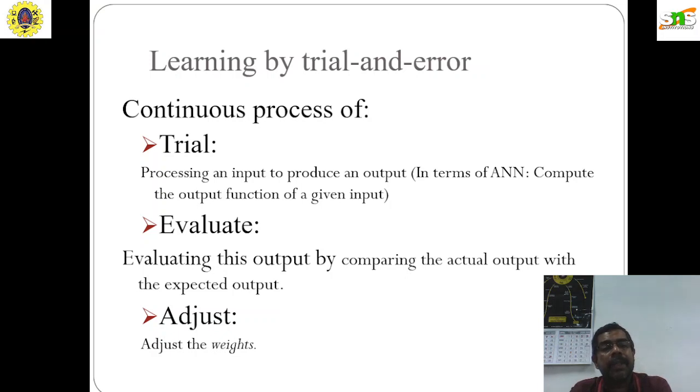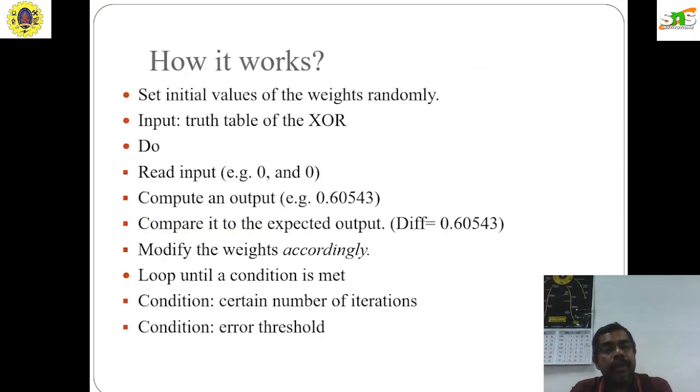So processing that input to produce an output. In terms of that ANN, we have to compute the output function for that given input, and that has to be evaluated, comparing the actual output and the expected output. If we couldn't reach that expected output, we have to adjust the weights of the inputs, from w0 to wn.